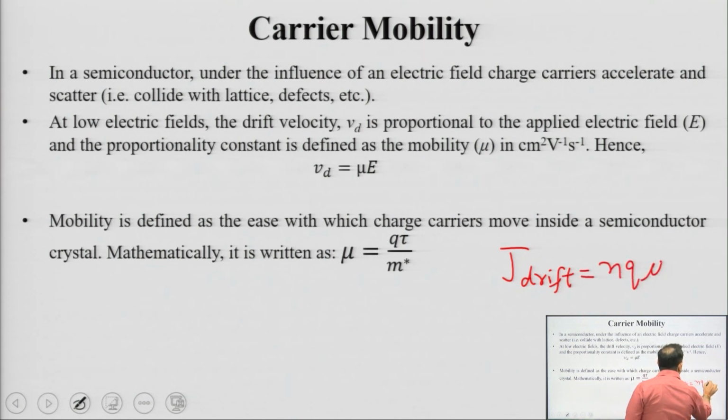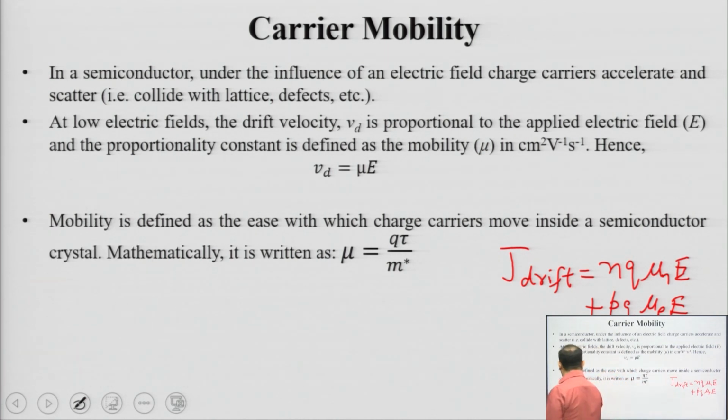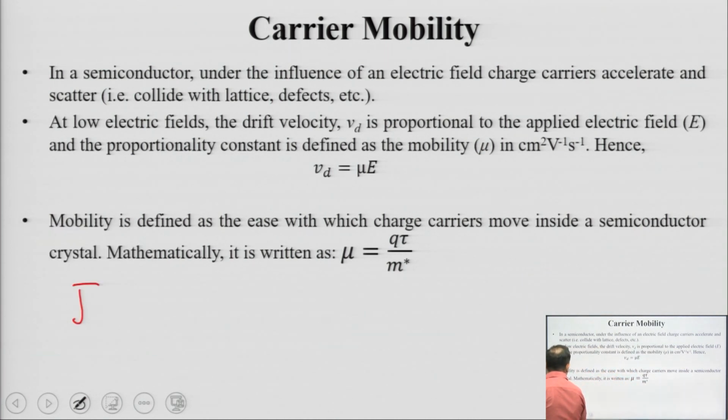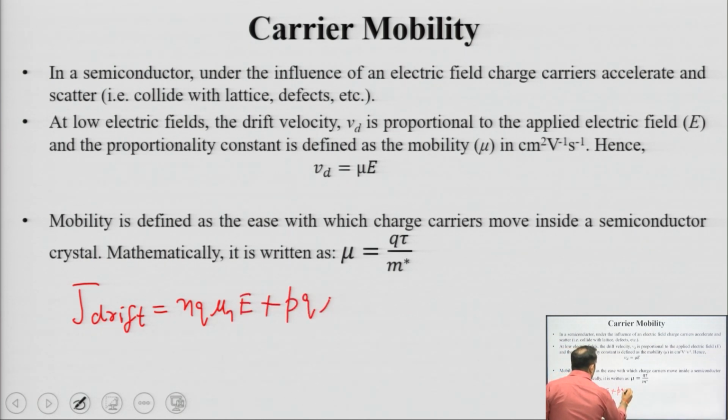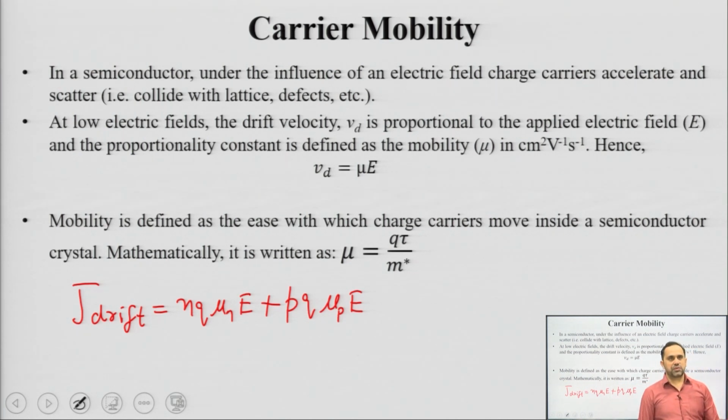And the equation for drift current, for electrons as well as for holes, was given by this. I should just write it a little bit here. So, the total drift current, electrons as well as holes. This is what we had derived in the previous lecture.